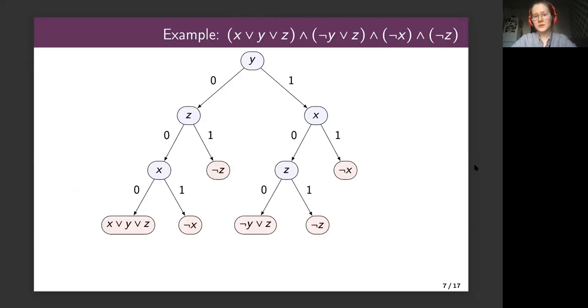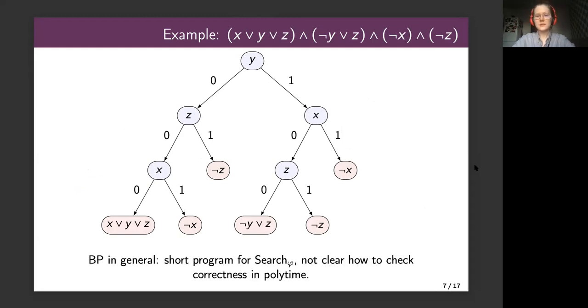Here you can see an example: some unsatisfiable formula phi, and a branching program that computes search phi for this formula. This is a tree here, but keep in mind that in general, our branching program can be just a directed acyclic graph. Okay, so we can compute search phi. But it's not that easy here, because if we consider general branching programs, then we would just have a short program for every problem search phi. And it's not clear how to check such a program in polynomial time.